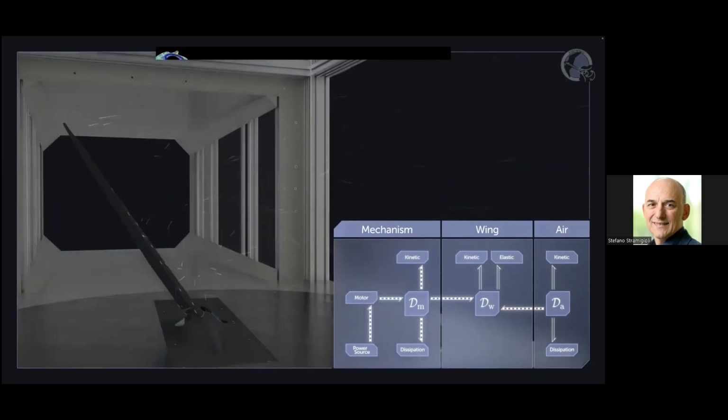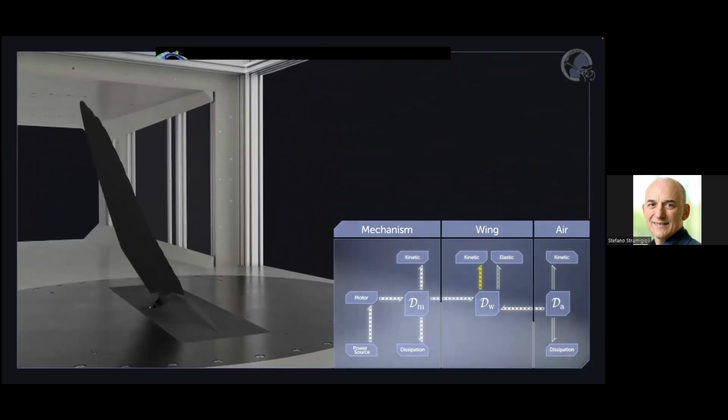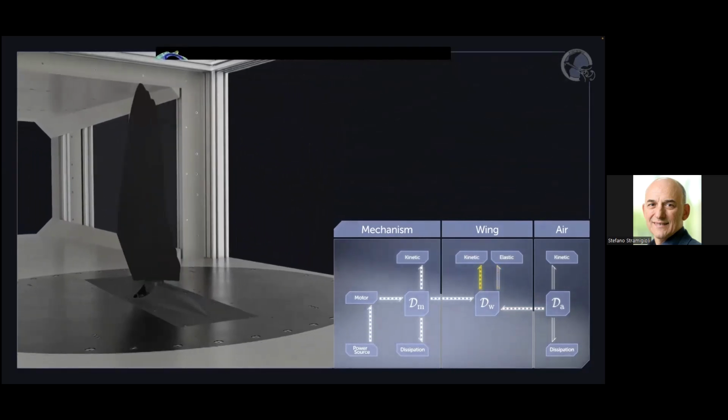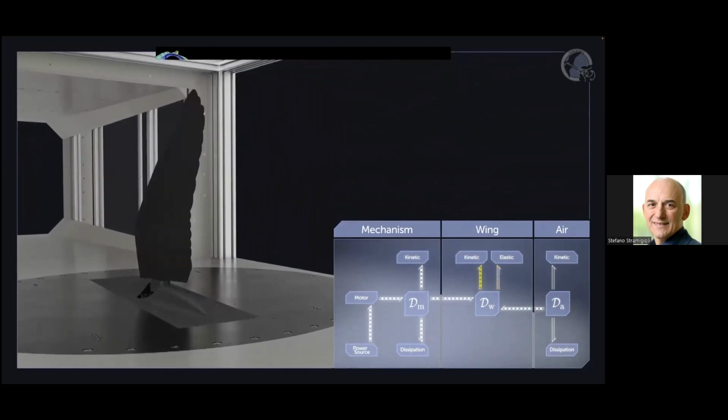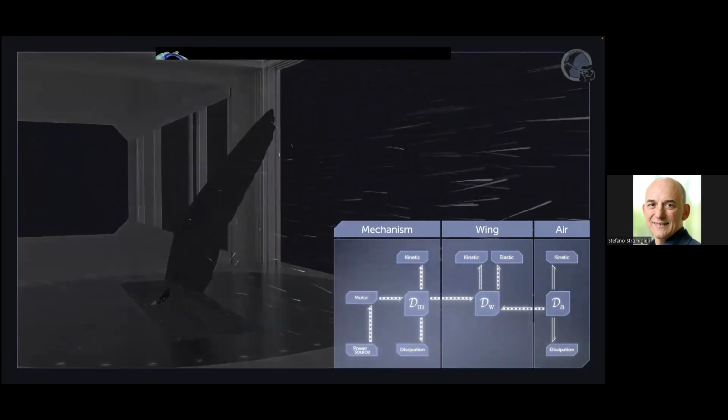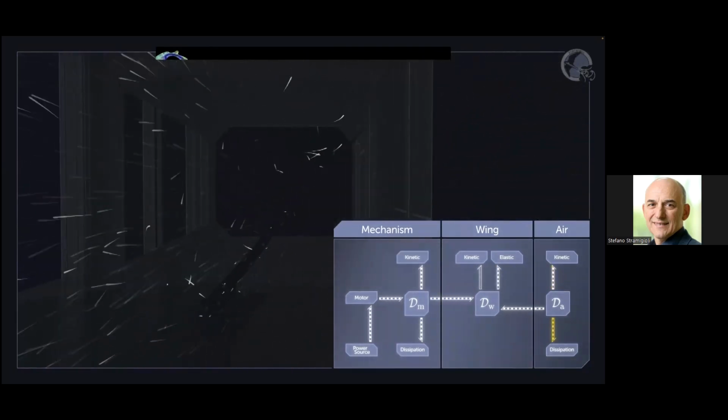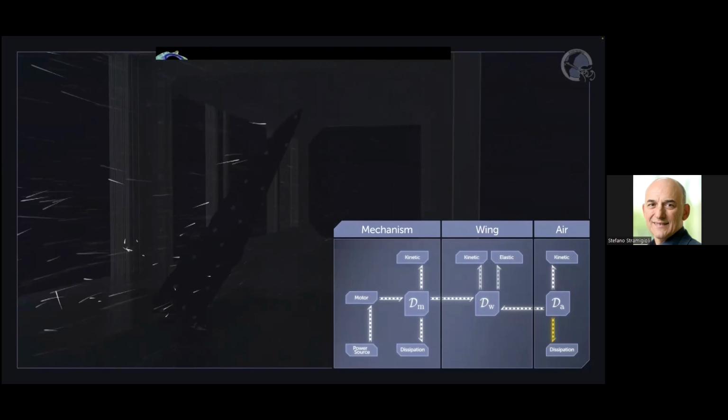In each cycle of the wing's flapping, the power supplied to the wing oscillates between kinetic energy and elastic potential energy, while the power that flows to the air is either stored as kinetic energy or dissipated in the vortices formed due to the wing's flapping motion.